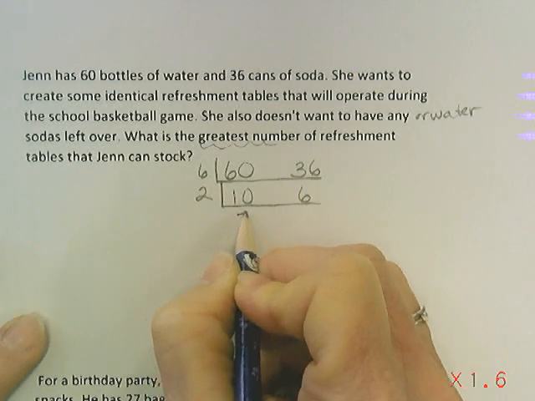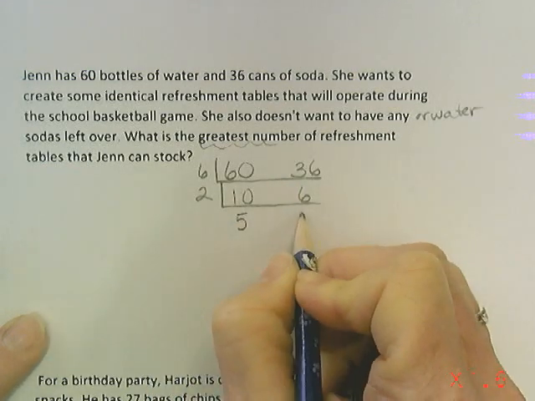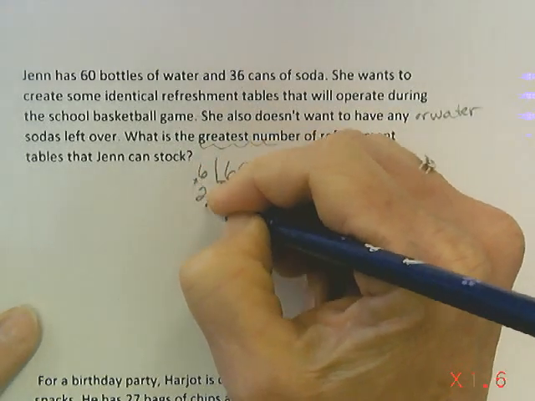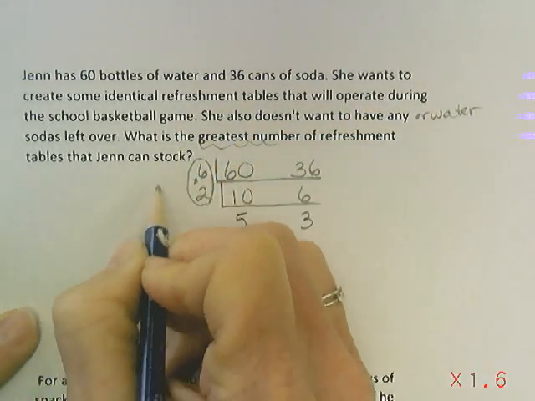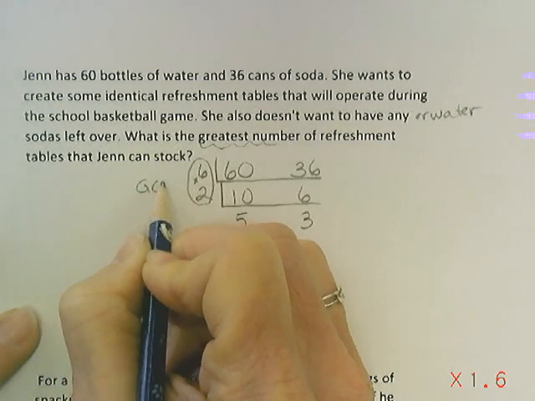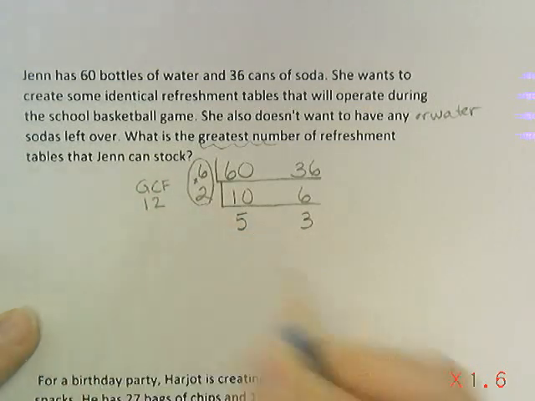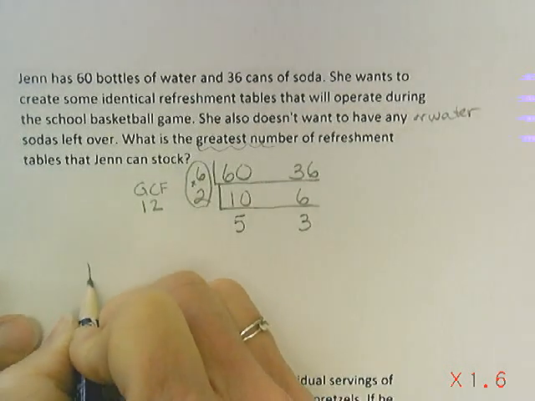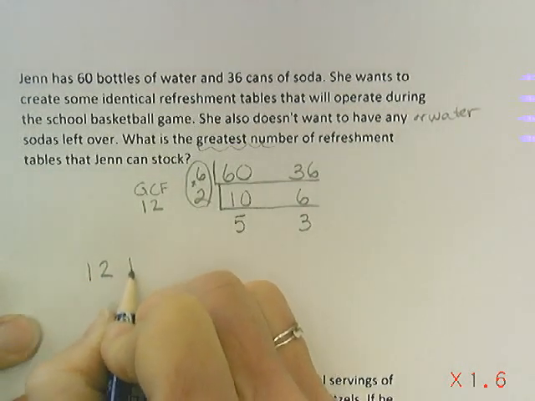10 divided by 2 is 5. 6 divided by 2 is 3. So I can't go any further. I'm going to multiply these two together. That gives us our GCF of 12. And that tells us the greatest number of refreshment tables. So 12 is the number of tables that we can do.